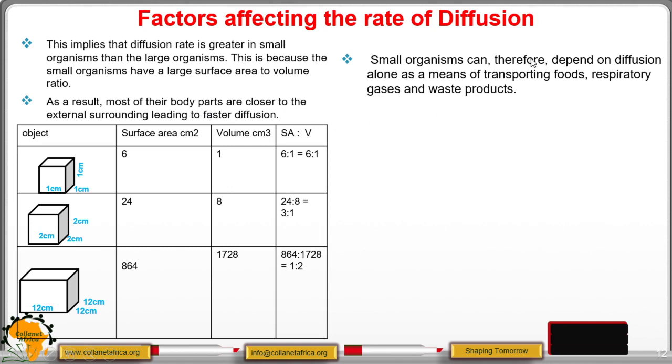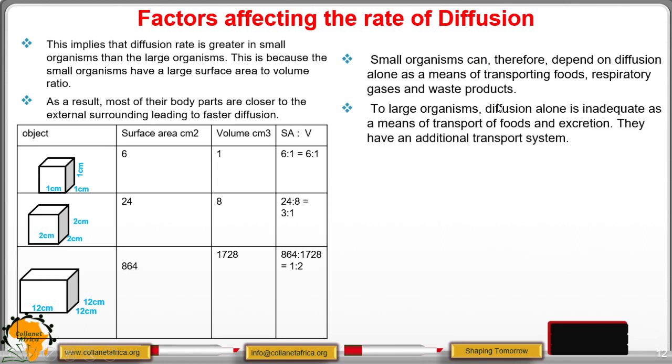That means small organisms can depend on diffusion alone as a means of transport of food, respiratory gases, and waste materials. For large organisms, diffusion alone is not enough as a means of transport and excretion. They have an additional transport system and even an excretory system to accomplish these processes.